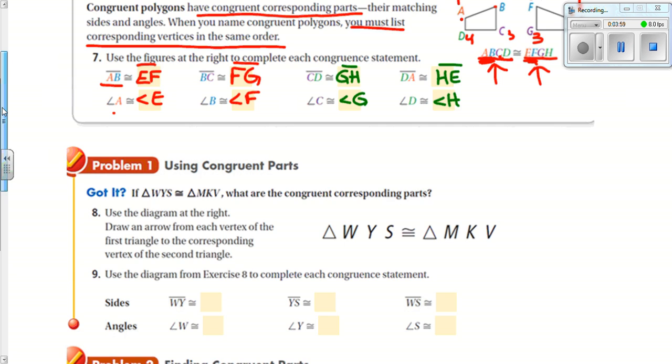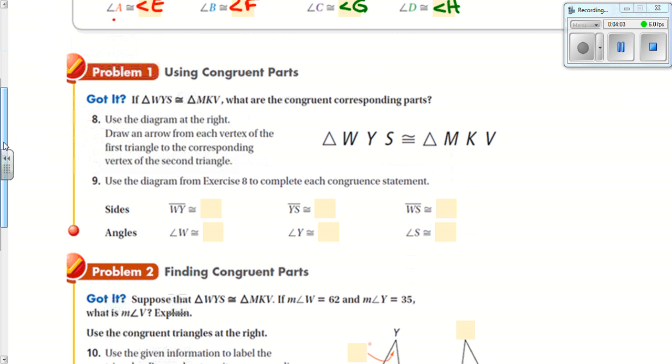Let's continue on. We're going to use congruent parts now. The question says, if triangle WYS is congruent to triangle MKV, what are the congruent corresponding parts? In this one, we are looking at it without a diagram. Of course, you can always draw a diagram if that helps you, making sure you label it in the correct order, or we can look at the words. Let's go down to number 9. It says use the diagram from exercise 8 to complete each congruent statement. Side WY will be congruent to MK, going in order. All right, pause the video and try the other 5 on your own.